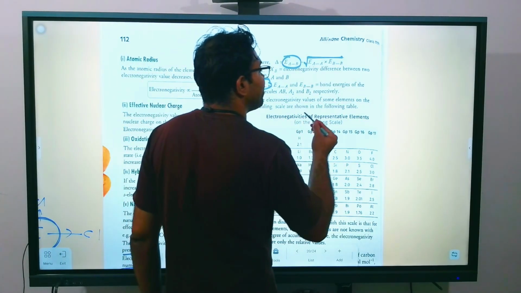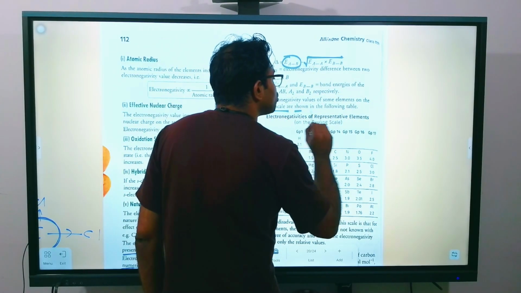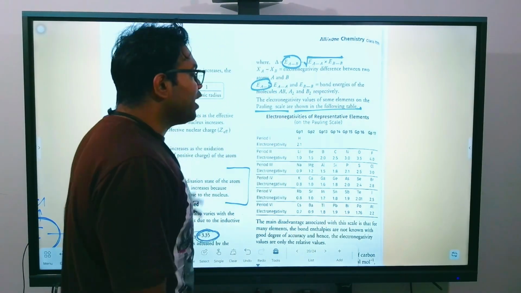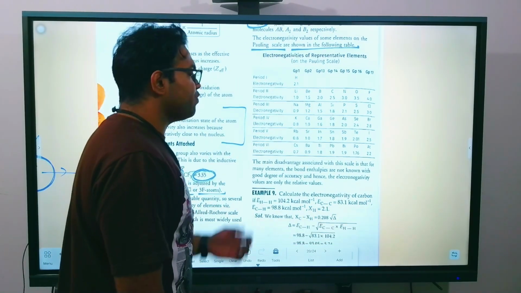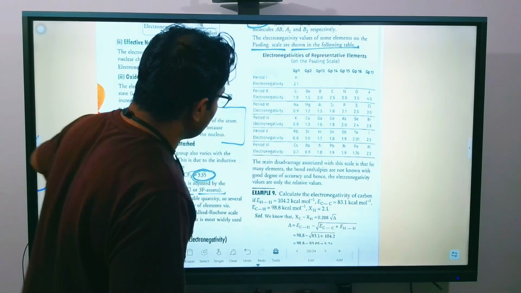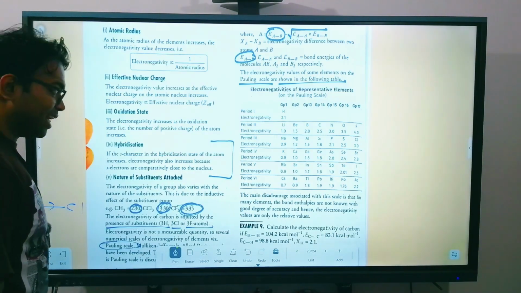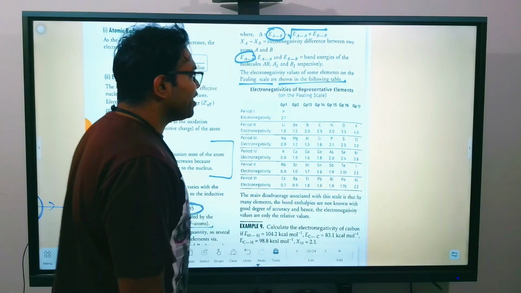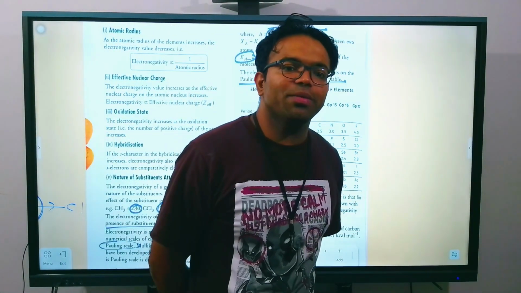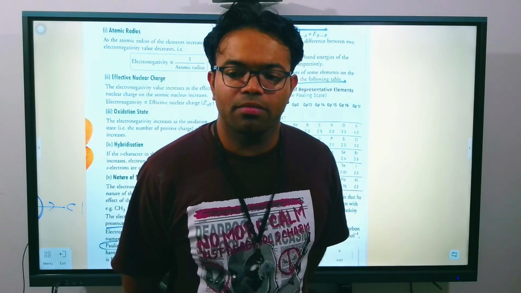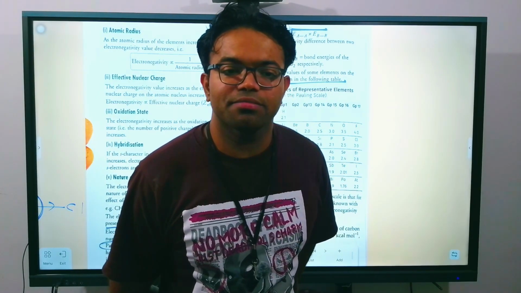Now, the electronegativity values for some elements on the Pauling scale are shown in the following table. Electronegativity for group 1, group 2, group 13, 14, 15, 16, 17. So, you need to remember these two formulas to calculate the electronegativity of the representative elements. Who are the representative elements, Drupad? Who are considered to be the representative elements?